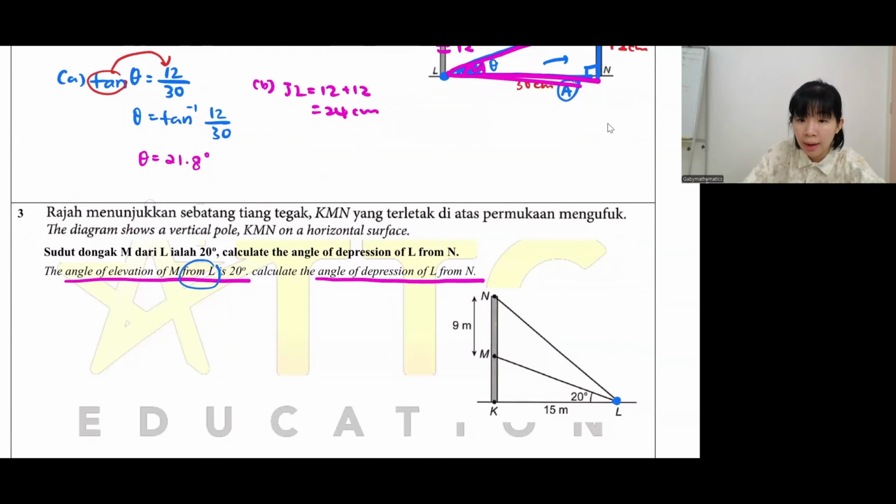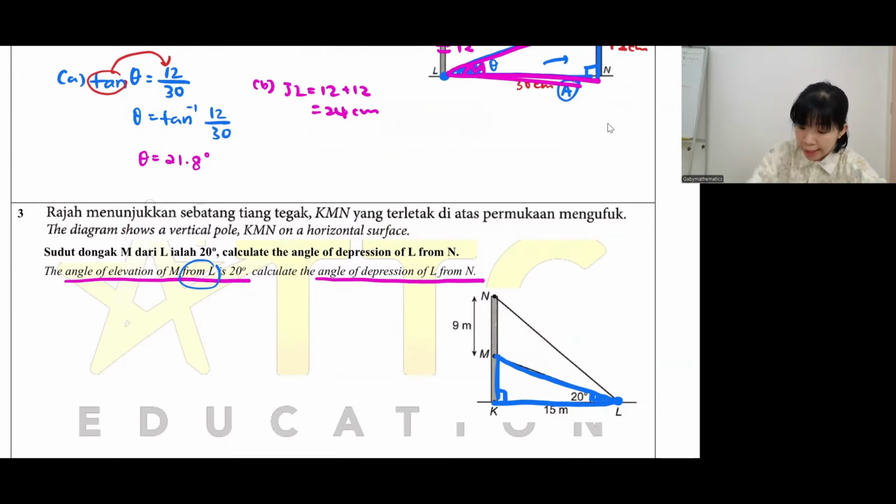From L. Okay, L here. So from L, draw a horizontal line first, always. Okay, from L to where? Elevation. Look up to M. Okay, another line from L to M. So the angle between these two lines is 20. Okay, they already labeled 20 for us.